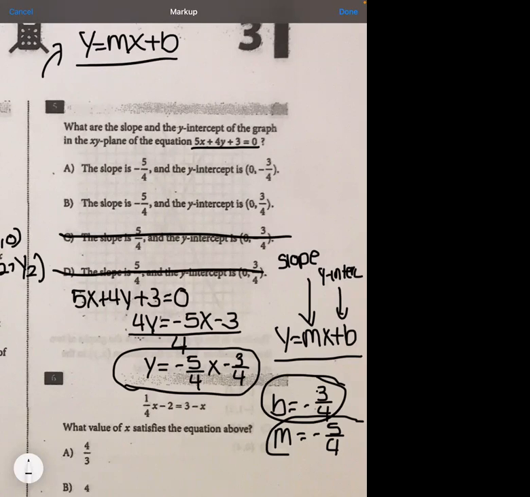The only reason answer choice B is wrong is because they said that the y-intercept is positive 3/4. And of course it's false because we're looking for the negative 3/4. So number 5 is A.